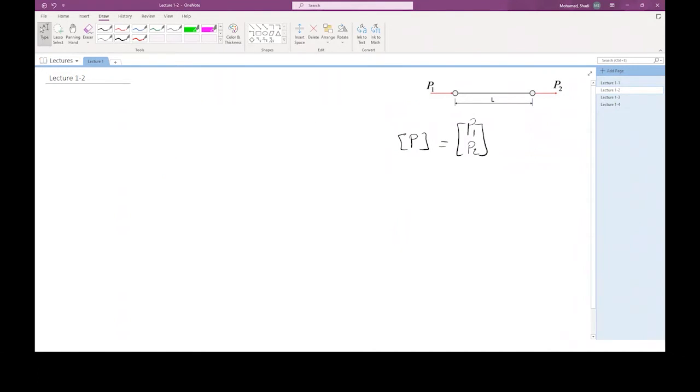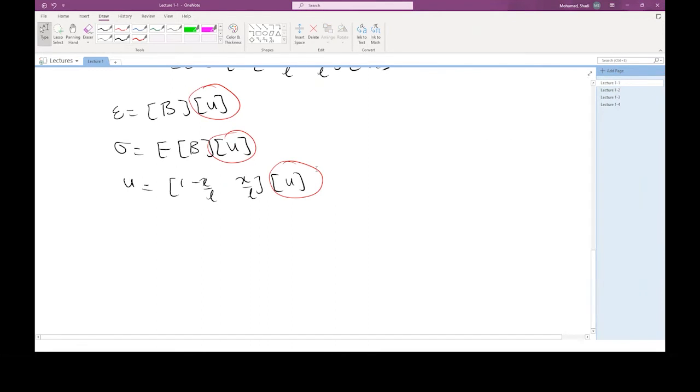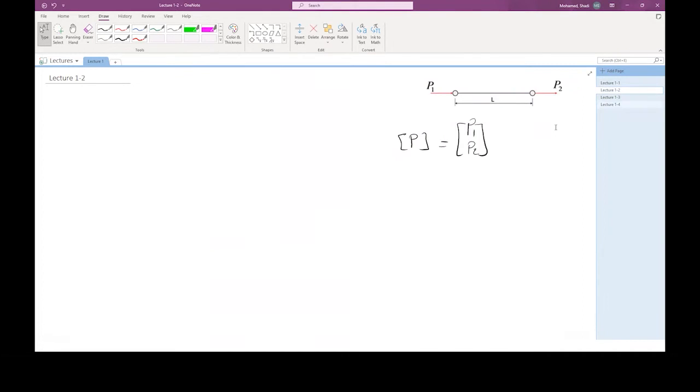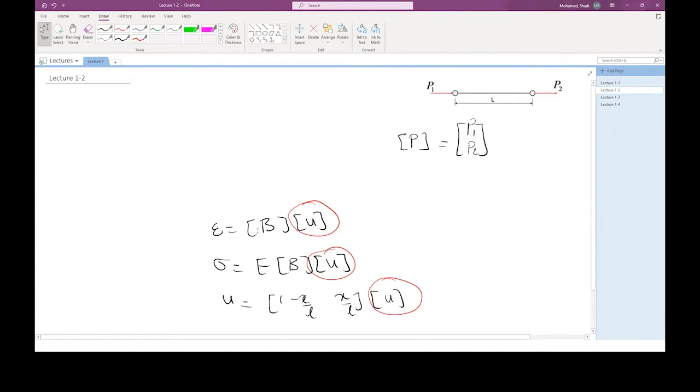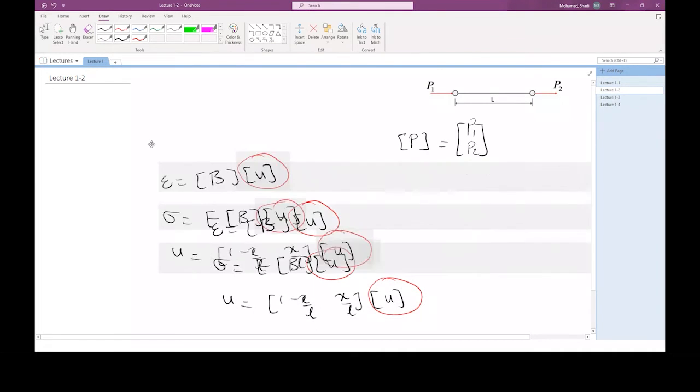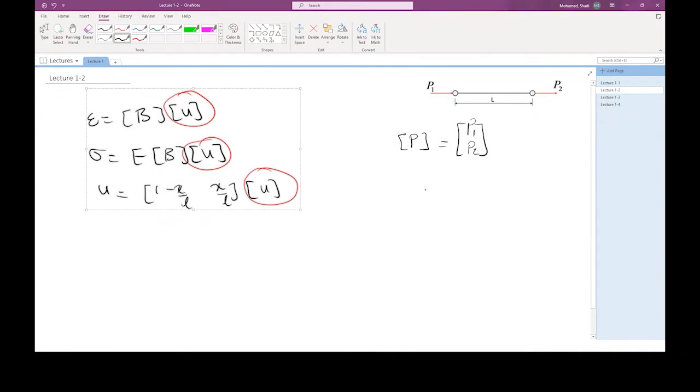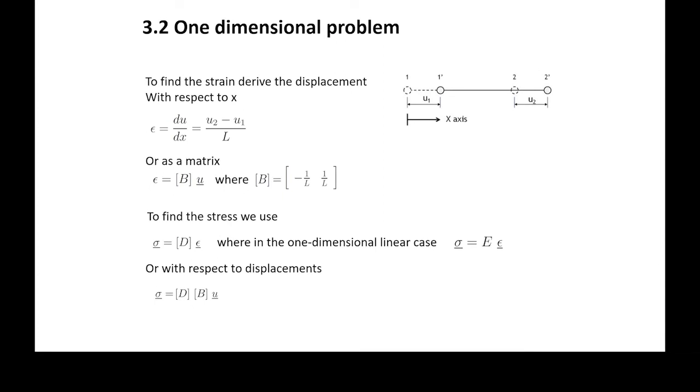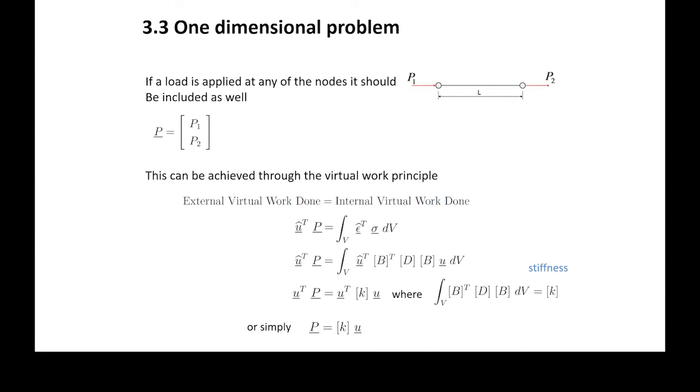Now I need to link, I'll just take these expressions here and move them here. And I'm going to link now the displacement with the forces. Okay, so this is what I'm going to do next. Now to link them, we'll use the principle of virtual work, which states that the external virtual work is equal to the internal virtual work. Okay, so what is the internal virtual work and what is the external virtual work?